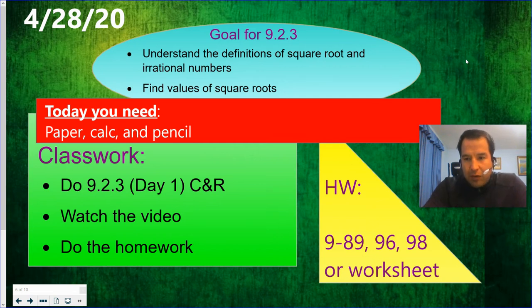So if you can, try to get access to a calculator. It can just be a scientific calculator. That'd be fine. Okay. Your homework is 89, 96, and 98. You can also choose to use a worksheet, which you're going to get, which will be on the link as well if you want to use that. Okay. Your choice what you want to do in that situation. All right. Let's begin with today's problem.